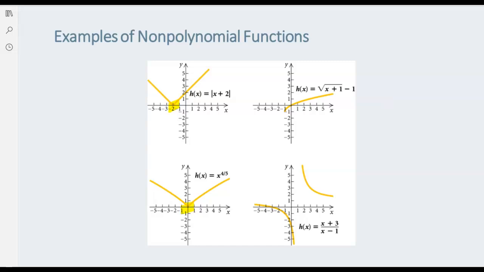This one's not a polynomial because it has something raised to a fraction, the square root one. We could write this as x plus 1 raised to the 1/2 power. Remember that when you take the square root of something, it's the same as raising it to the 1/2 power. When we have fractional exponents like that, those are not considered to be polynomials. And then here we have a rational, right? And we can see by looking at the graph that it's disjoint, so that's also not a polynomial.